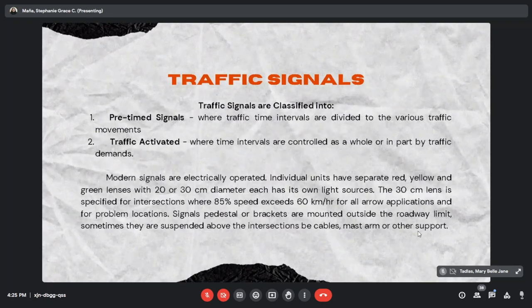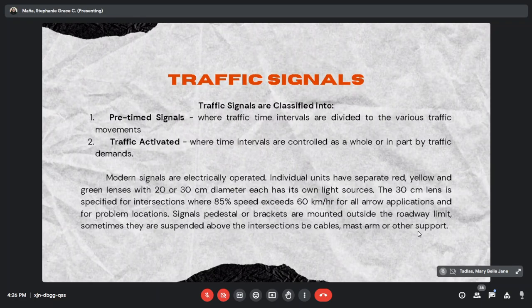So, traffic signals are classified into two types. So, ang first is the pre-timed signals, where traffic time intervals are divided to the various traffic movements. Then, ang second is traffic activated, where time intervals are controlled as a whole or in part by traffic demands. So, modern signals are electrically operated, para paspas gid ug smooth ang dagan sa traffic.